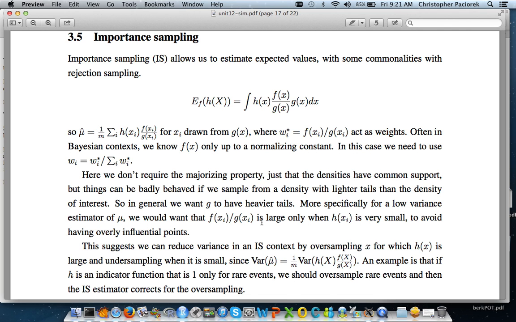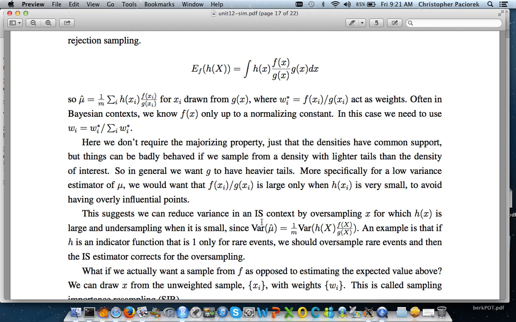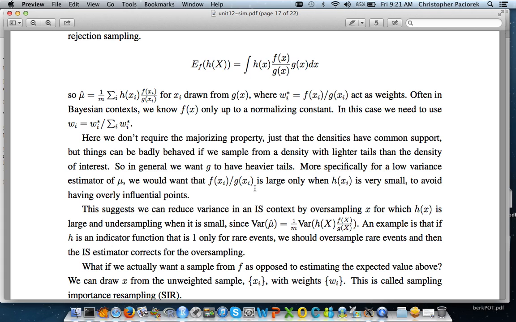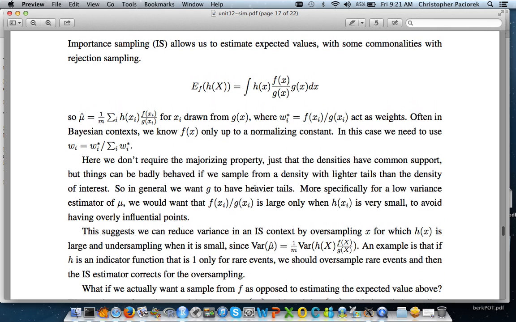So the idea is the densities just have to have common support, so I have to be able to draw samples from everywhere in the domain of f, so g has to be able to give values anywhere that f can give values. But the problem arises when g, the density I'm sampling from, has a lighter tail than the density that I'm interested in. Okay, so that's the main issue that comes up in importance sampling. So let's talk about that for a little bit more.